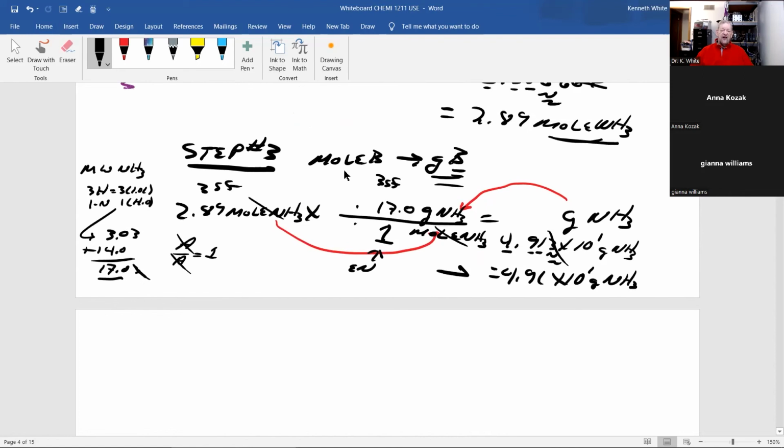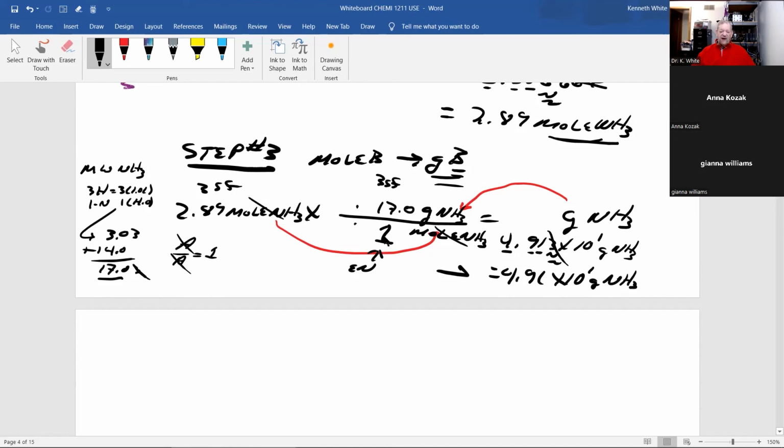And our third step is moles of B, in this case B is ammonia, to grams of B. And here we start out with moles of ammonia. We want to get the grams of ammonia. Whatever we're trying to get to goes on top of the ratio. Whatever we're trying to get rid of goes underneath. And units cancel out.